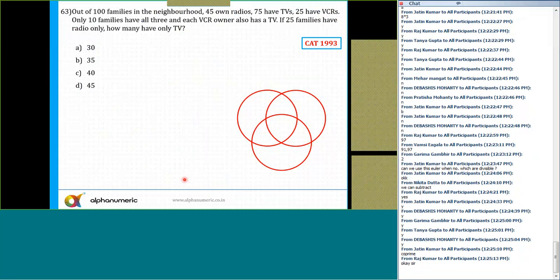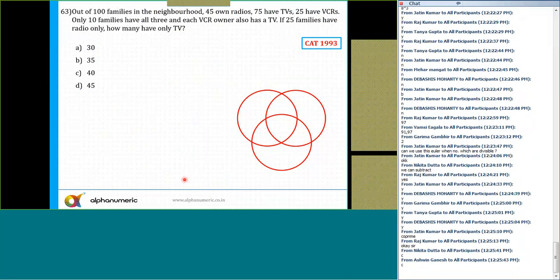63. Okay, what is the answer for this question number 63? Tell me, all of you.